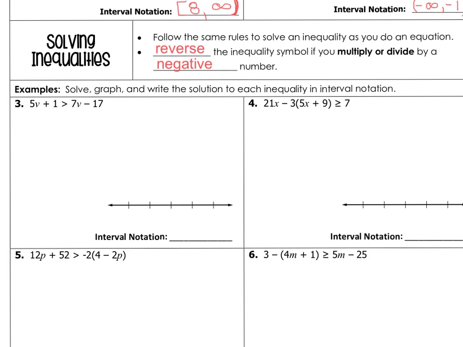We want to get the variable by itself. We want to get a number on the opposite side. We do distributive property. We combine like terms. We undo things from one side so that we can get it off of that side. We do all of those same things. The only difference is we reverse the inequality symbol whenever we multiply or divide by a negative number. So let's solve two of these real quickly, and then you should be able to do the rest of the sheet.